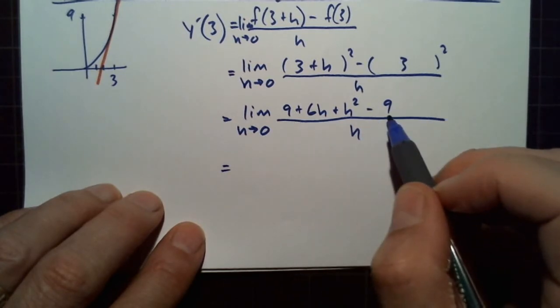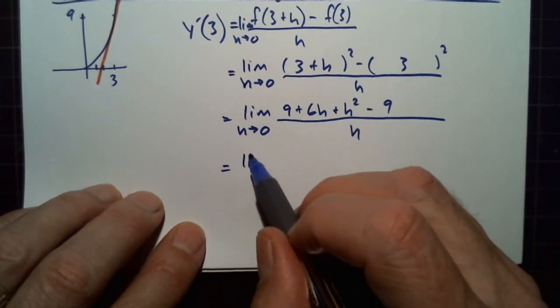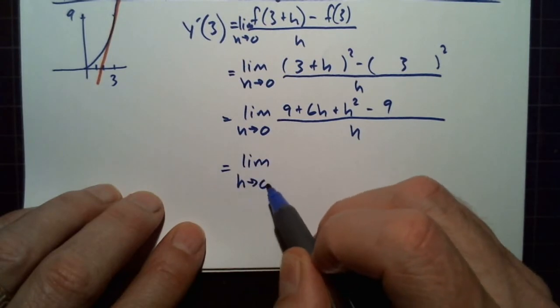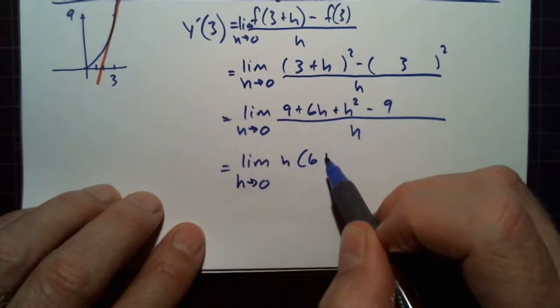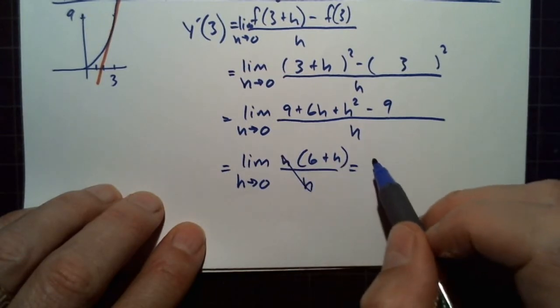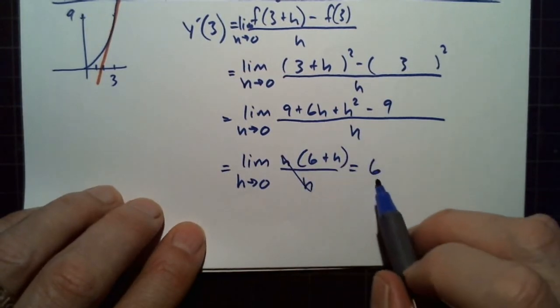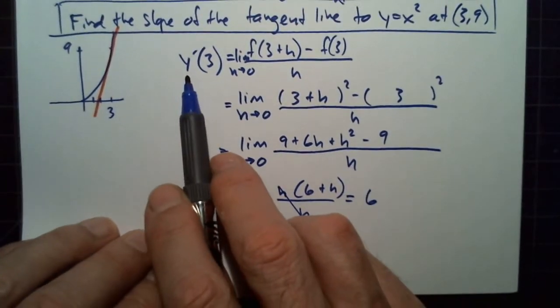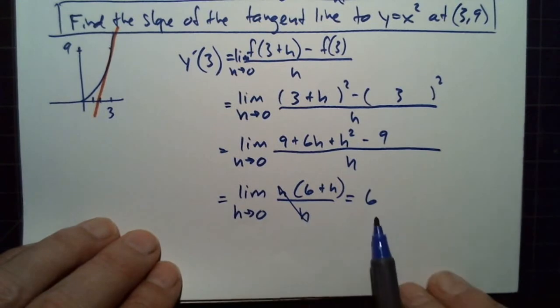Nine minus 9 is 0. We can factor out an h. And so the limit is 6, and that means the slope of the tangent line at 3 is 6.